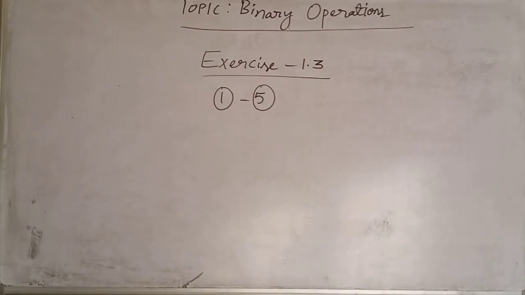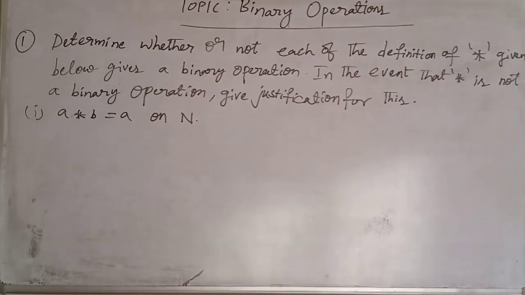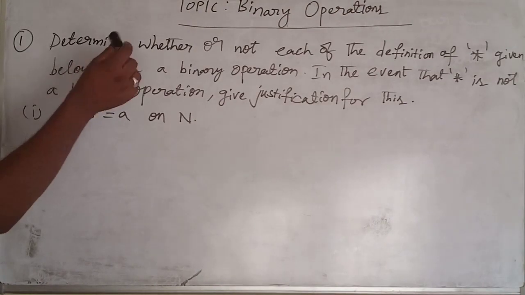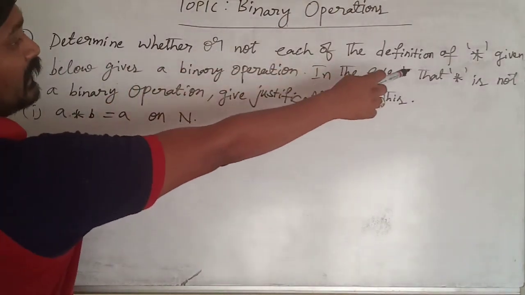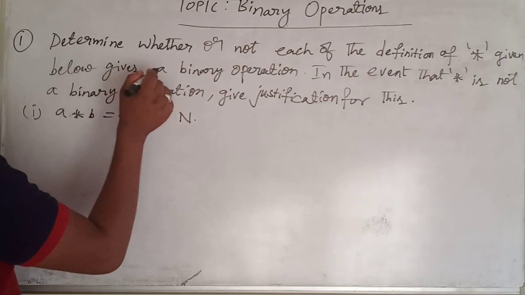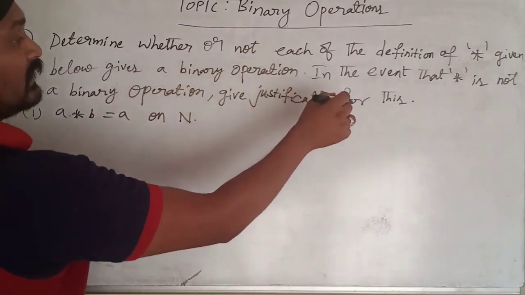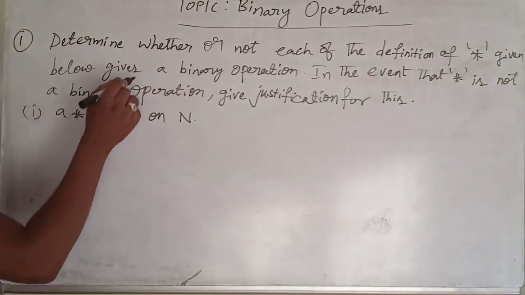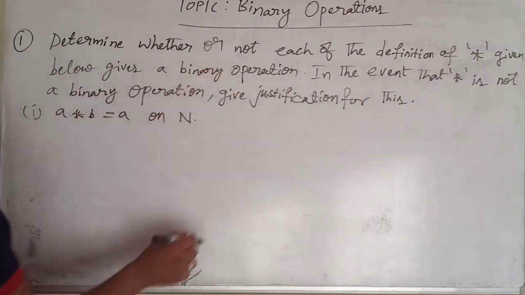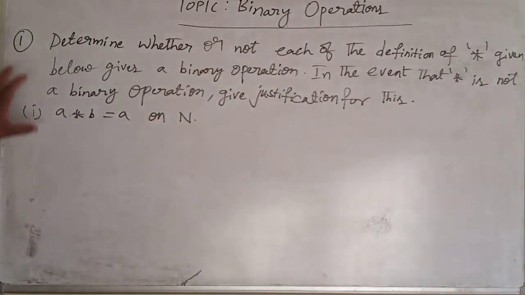Let's start with the first question. Determine whether or not each of the definitions of star given below gives a binary operation. In the event that star is not a binary operation, give justification for this. They have given five problems in the first question, and for each one we need to check whether it is a binary operation or not. If it is a binary operation, why is it? If it is not, why not? You need to give justification for that.